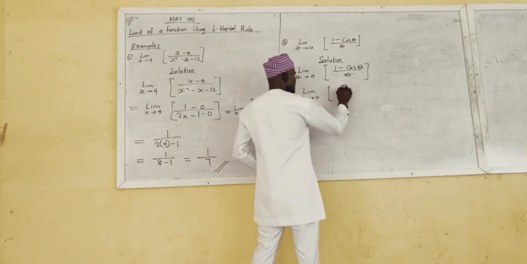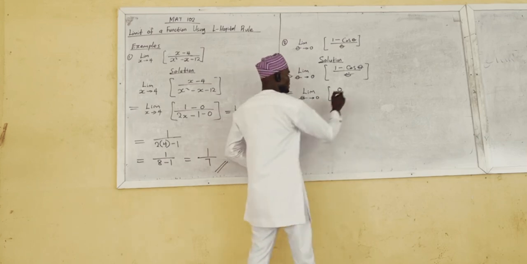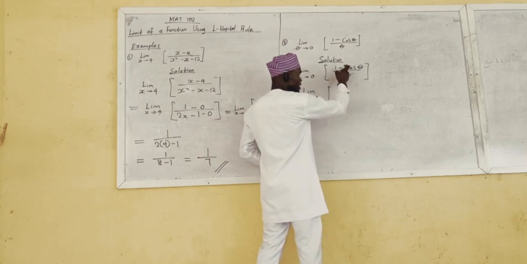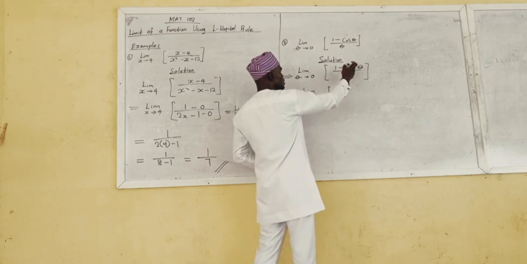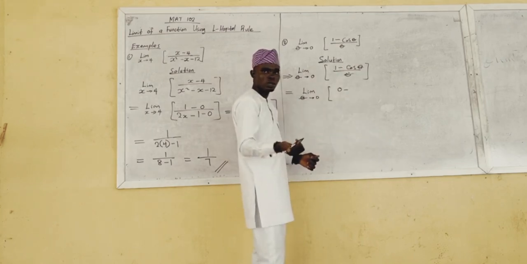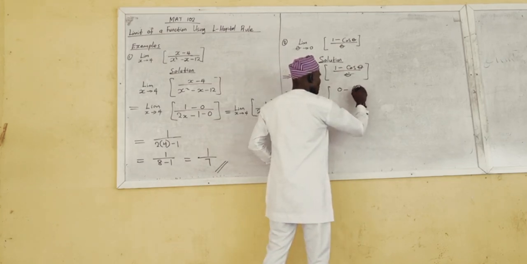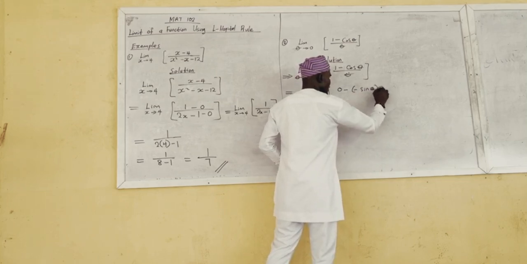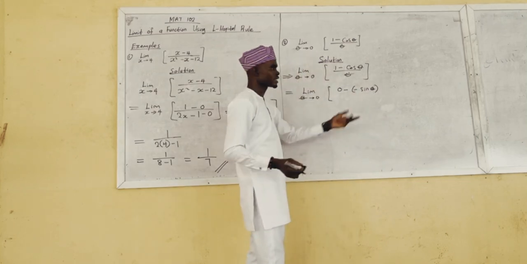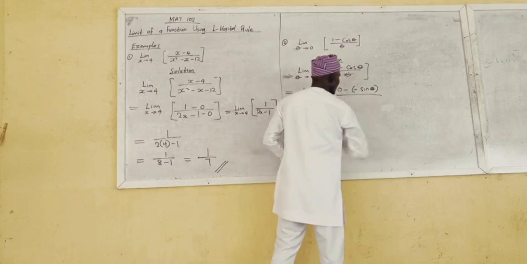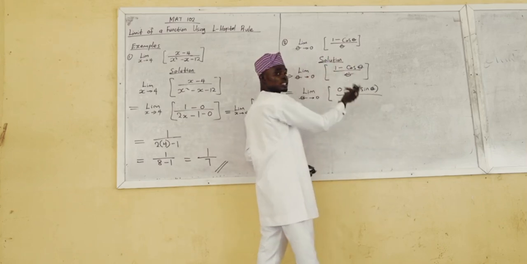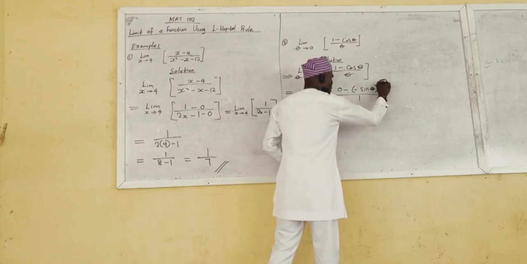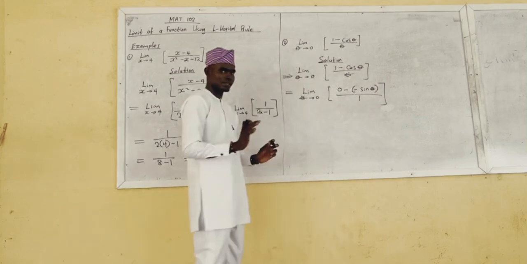We are going to have 0 because it is a constant. And if you differentiate, we have negative, before this is minus. If you differentiate cos theta with respect to theta, we are going to have minus sine theta. I believe you understand how we get minus sine theta. Then all over the derivative of theta, which will give us what? 1. So we have this.